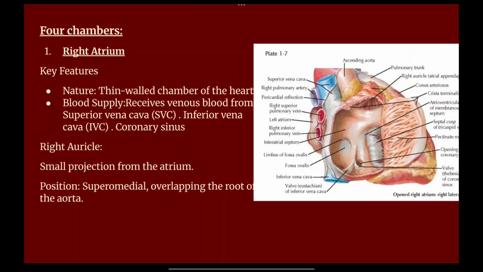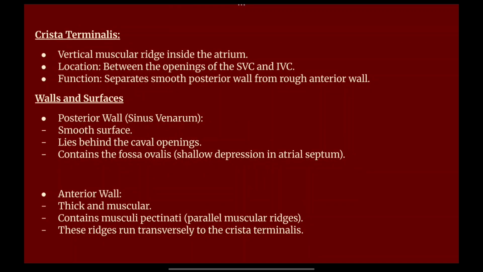So the right atrium or right auricle has a small projection from the atrium, and the position is superior medial, that is the superior region and the medial region of the human body. Superior medial refers to the region of the human body, and it is overlapping the roots of the aorta. So it is above the aorta. It appears to be overlapping on the aorta.